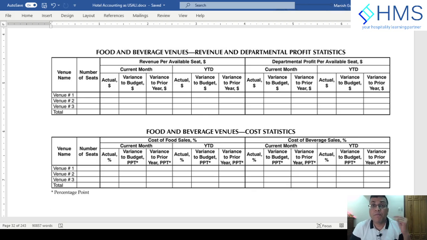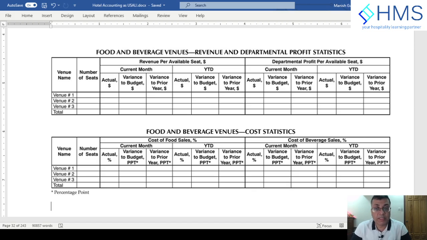Right now the venue. The F&B, the hotel may have multiple venues. For example, it may have an all day dining cafe, a Japanese restaurant, a pool bar, a lobby lounge. Then it may have other types of restaurants, maybe a takeaway. So there are different venues in the hotel. Here we are looking at the revenue and departmental profit statistics for each venue separately.